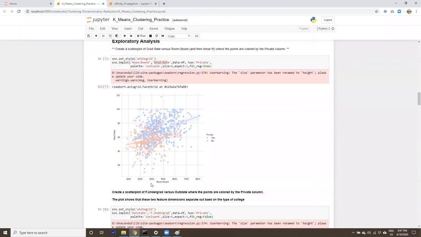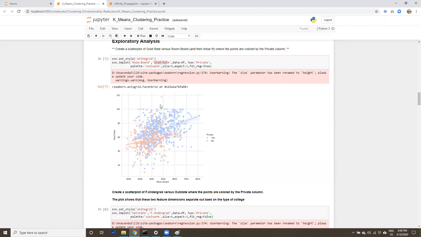So if you see here, you have got X as room board and Y as graduation rate. And the values present within that are labeled yes and no. So this is not a labeled data set fundamentally, but we are just plotting to see how it looks. If you see here, the graduation rate of a private university is far more than that of a public university. And similarly, the room rate for private university is still higher.